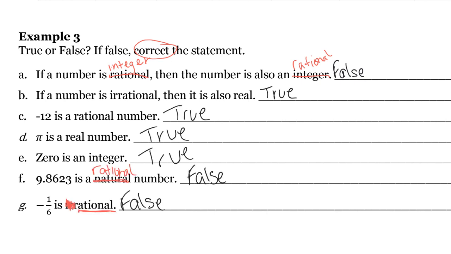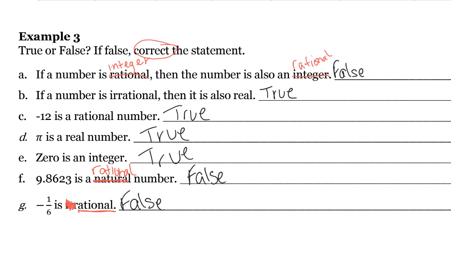All right, so hopefully you used your chart as a helpful guidance there. So if a number is irrational, then it is also real. That's true, right? -12 is an integer, which means it's a rational number. Pi is a real number, right? Pi is irrational, which funnels up to real. 0 is a whole number, so that funnels up to integers.